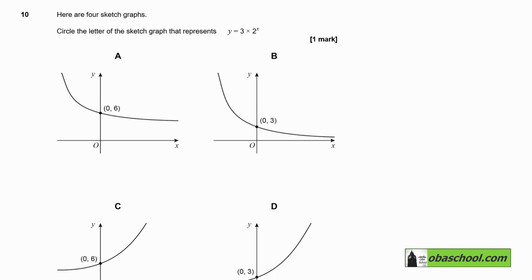Here are 4 sketch graphs. Circle the letter of the sketch graph that represents y equals 3 times 2 to the x. The first part of this to look at is the 2 to the x.